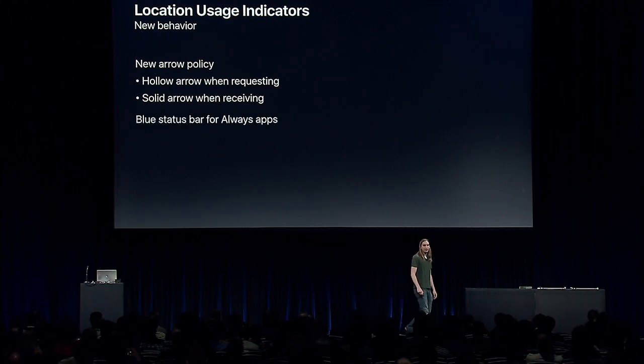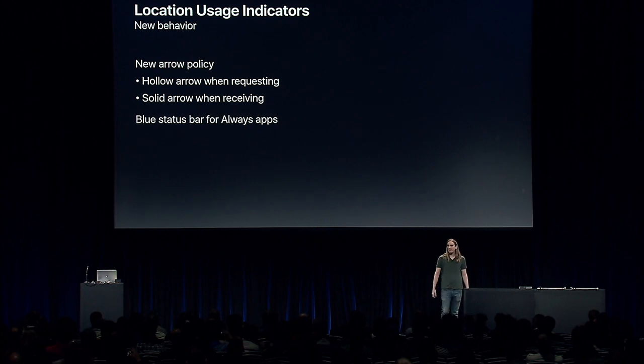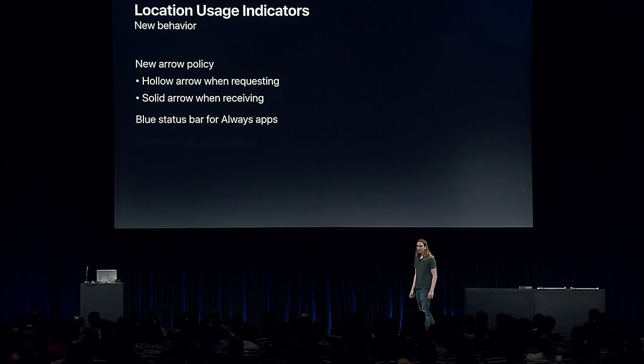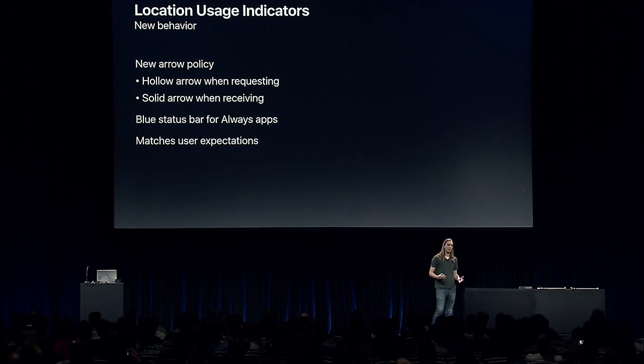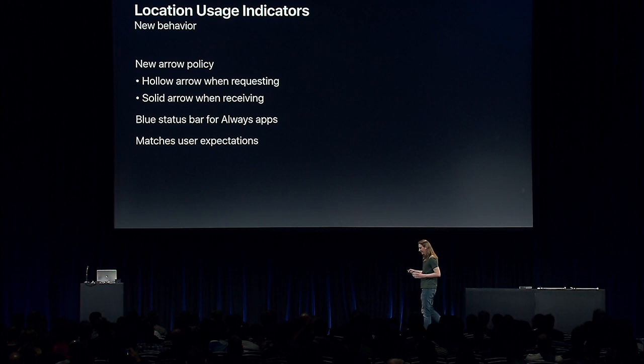In addition, as you probably guessed, we're bringing the blue double height status bar to always authorized apps that use the continuous background location service. Now, we expect that this new policy will help users understand your app's location usage much better. So let's see.